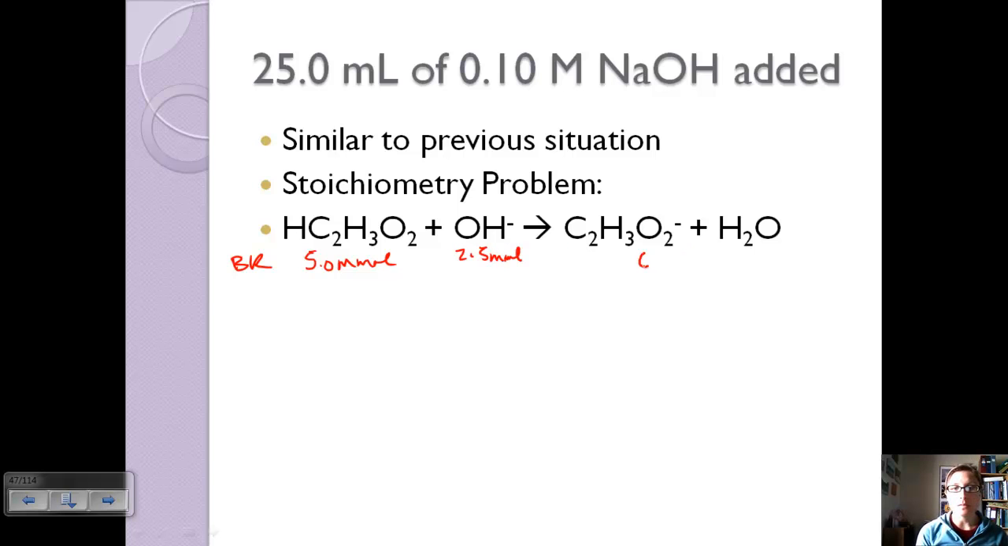And we know that we're starting with 0 of this, and we're not counting that. So now we're going to subtract 2.5. We're going to add 2.5 over here. So here the difference between this and the strong acid is, with the weak acid we have this acetate ion. With the strong acid, that wasn't the case. So after reaction, we should have 2.5 millimoles of our acetic acid, 0 millimoles of our water, and 2.5 millimoles of our acetate ion.